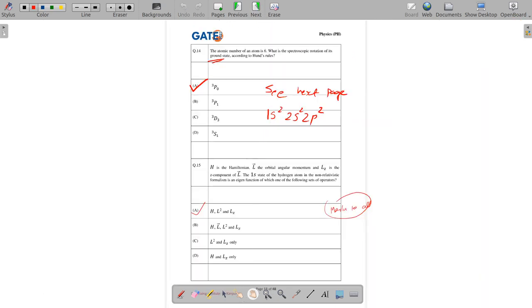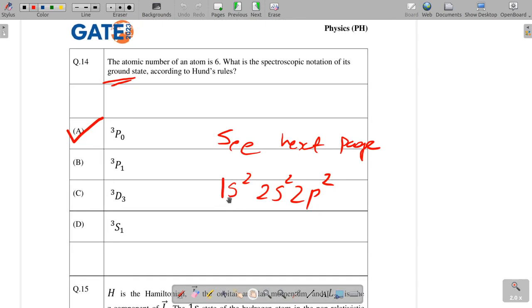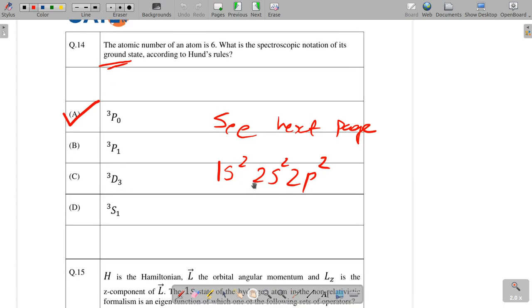Okay, so next. The atomic number of an atom is 6. What is the spectroscopic notation of its ground state? They are asking for the ground state according to Hund's rule of maximum multiplicity. Atomic number 6 is the carbon atom, and you have a 1s2, 2s2, 2p2 kind of arrangement.